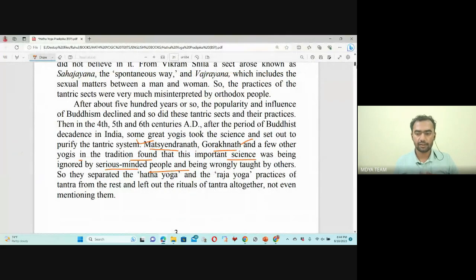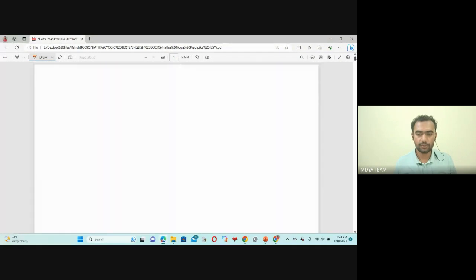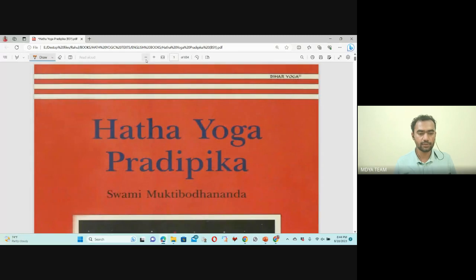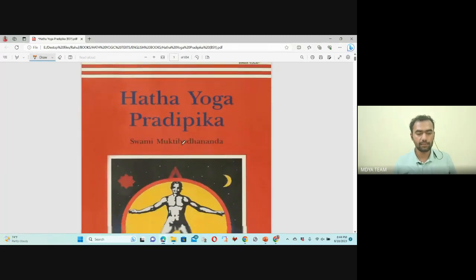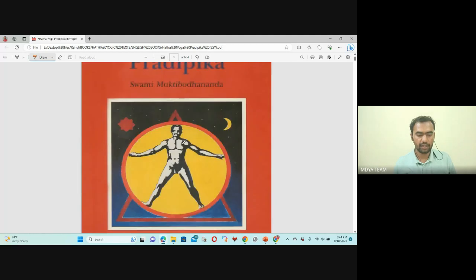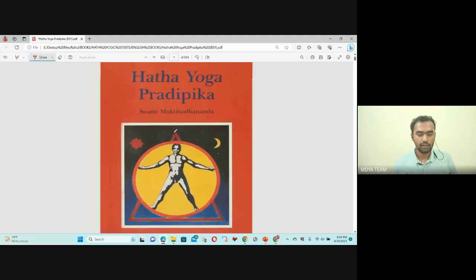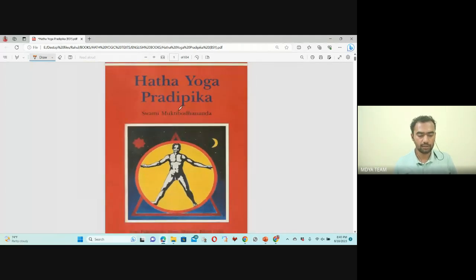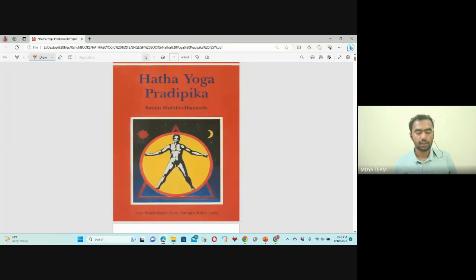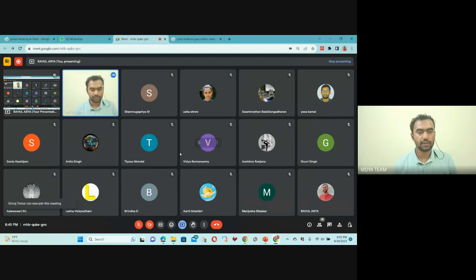So I recommend this book. All of you, please, I will share this book also in the group: Pradipika, Bihar School of Yoga. You can also study the Kaivalyadhama book. Both are authentic books. If you have any questions, you can ask me, then I will again cross-question you on what we discussed in today's class.